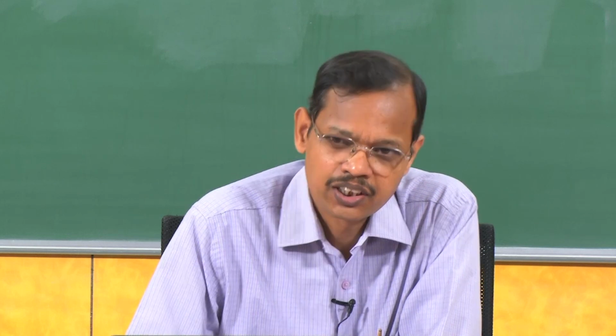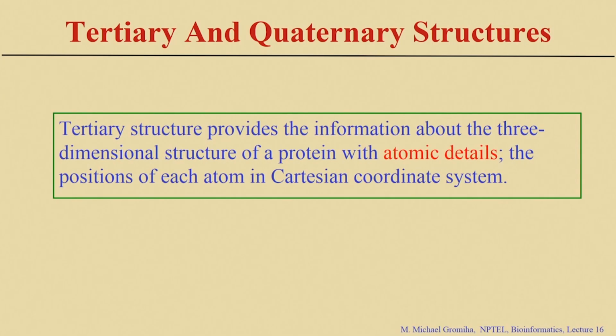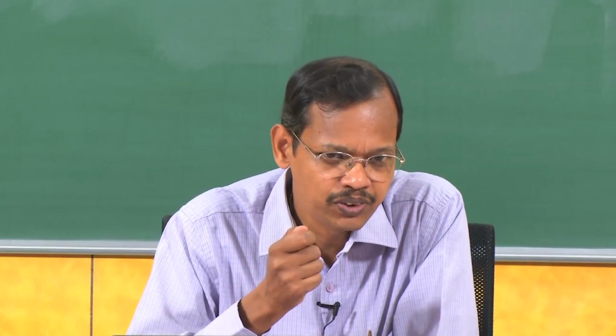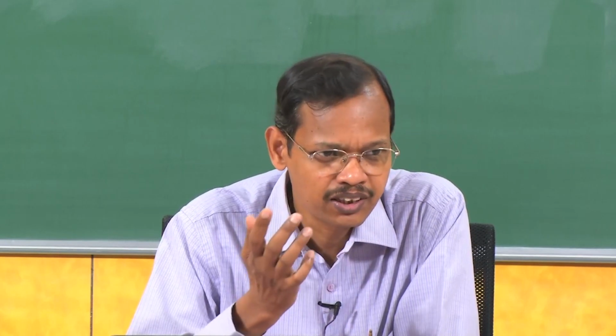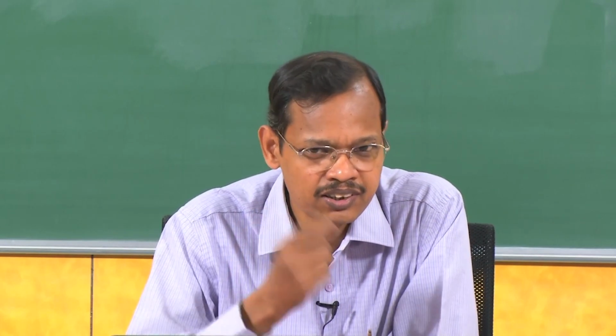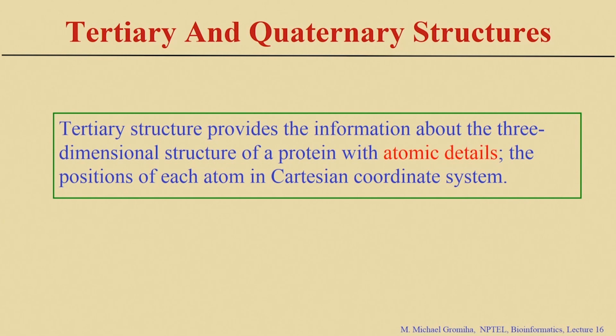The orientation, and especially the coordinates. The tertiary structure, or the 3D structure, provides information about the three-dimensional structure of a protein, with atomic details. It can give you the exact location of each atom in a specific residue of a protein, the x, y, z coordinates in the Cartesian coordinate system. Then the coordinate structures provide the combination of the secondary and tertiary structures, with different subunits, to give the tertiary structures.